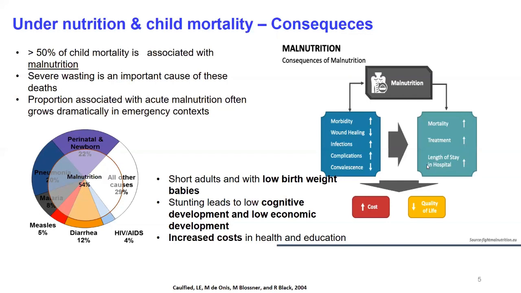And many times, physicians tend to focus on other things, forgetting that nutrition is key, therefore healing or recovery is to be faster. And all this leads to increased cost, poor quality of life. So short adults with low birth weight, stunting leads to cognitive impairment, low economic development, increased costs. So this is now at a bigger population level about the impact of malnutrition.